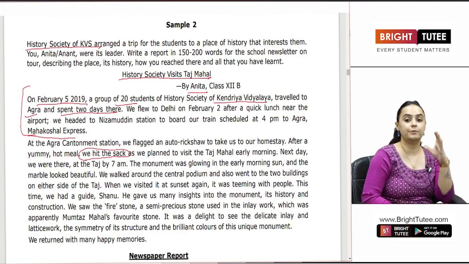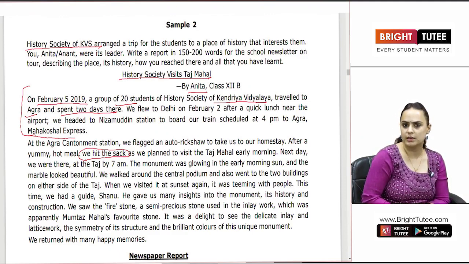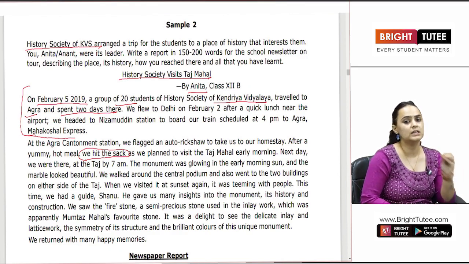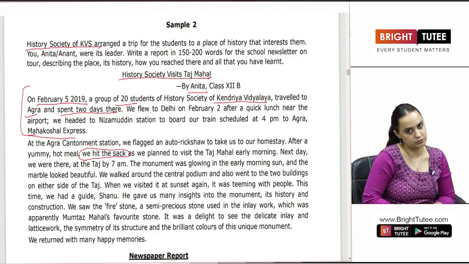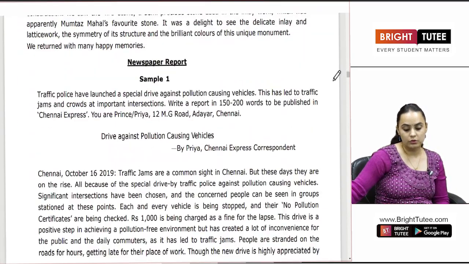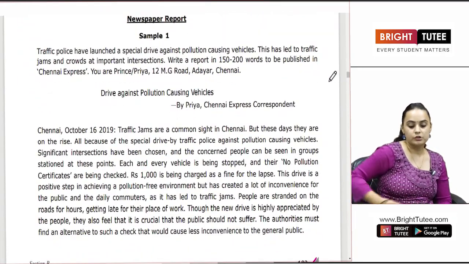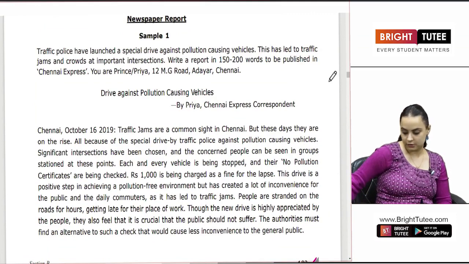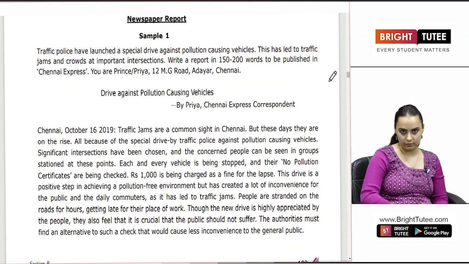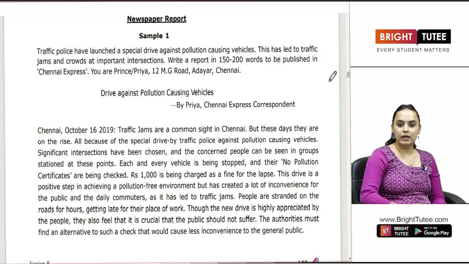So you see, the first paragraph was very short and precise. And then the second paragraph gave details of the monument, its beauty, its artwork, its architecture, and your experience of having visited there. Now let us move on to the newspaper report. So newspaper reports, like I told you, the format remains the same, but the language and tone vary. So let us look at the first sample.